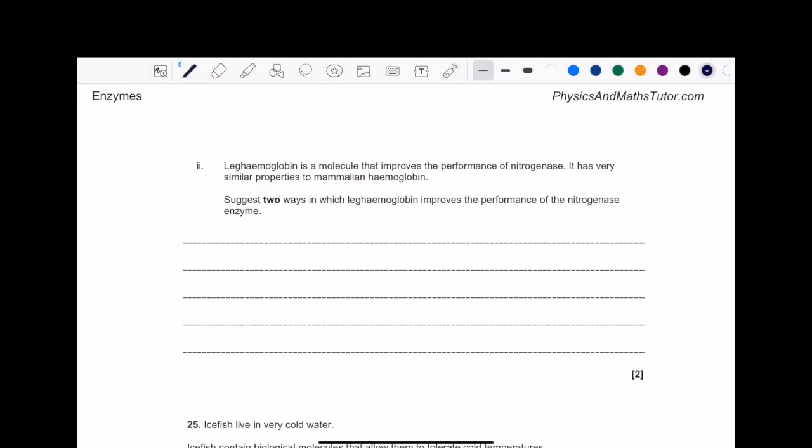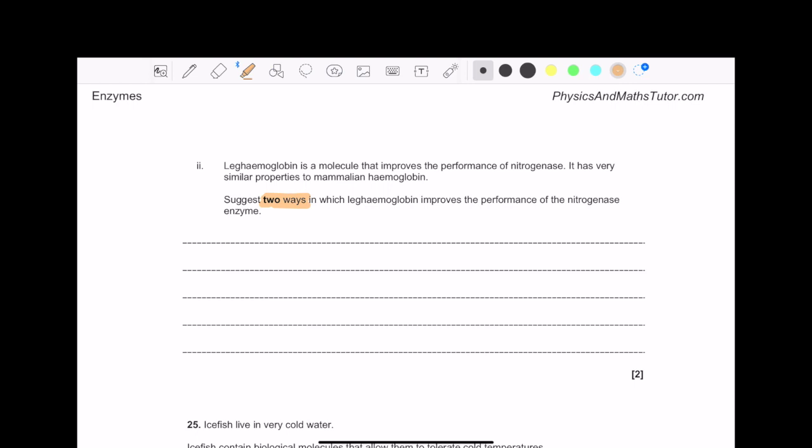Next one says, suggest 2 ways in which leg hemoglobin improves the performance of the nitrogenase enzyme. Do you know what leg hemoglobin is? Because I don't. So let's read the information. Leg hemoglobin is a molecule that improves the performance of nitrogenase. It has very similar properties to mammalian hemoglobin. Bingo. Whenever the exam question says it has very similar properties to X, Y, or Z, your answer is based on those properties of X, Y, or Z.